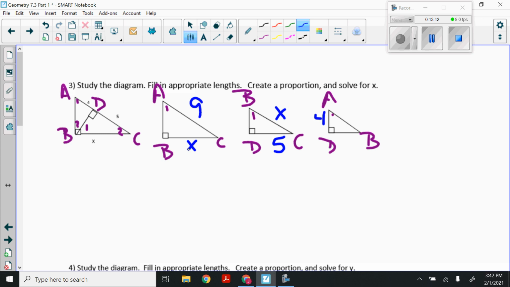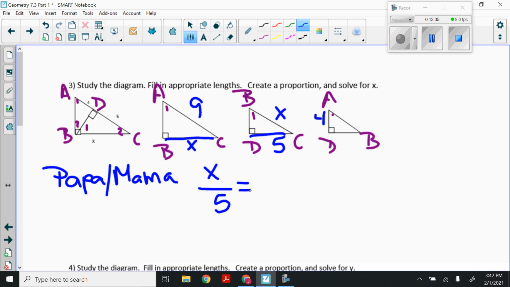So now I look at Papa Bear, I know 2 things. Mama Bear, I know 2 things. Baby, I only know 1 thing. So I'm going to use Papa and Mama to write my proportion. If I start with the bottom of Papa, X, I have to put that over the bottom of Mama, 5, equals hypotenuse of Papa, 9, over hypotenuse of Mama, X.